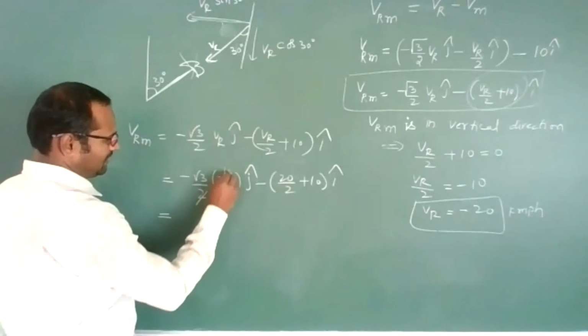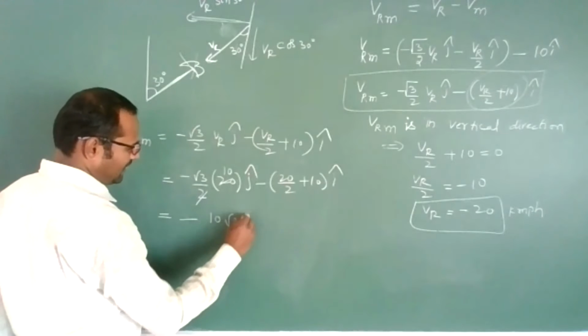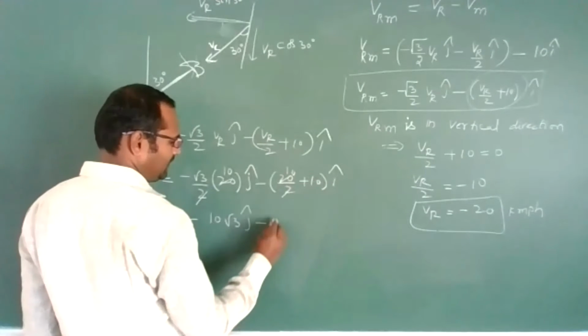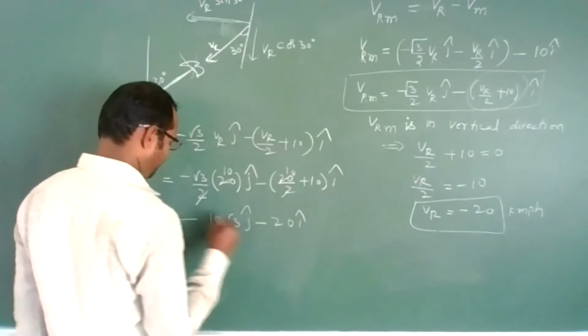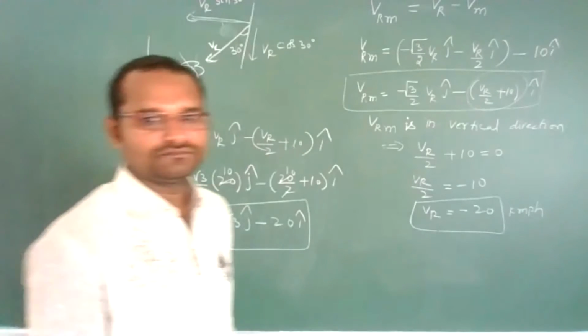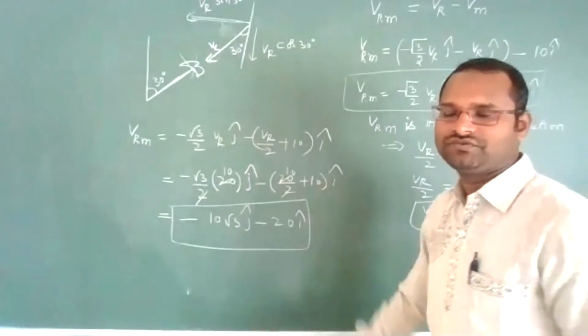2 ones are 2, 2 tens are 20. Means 10 √3 j cap minus, 10 plus 10, 20, 20 i cap. This is velocity of rain with respect to man. The value of velocity of rain with respect to man is this much. Finished.